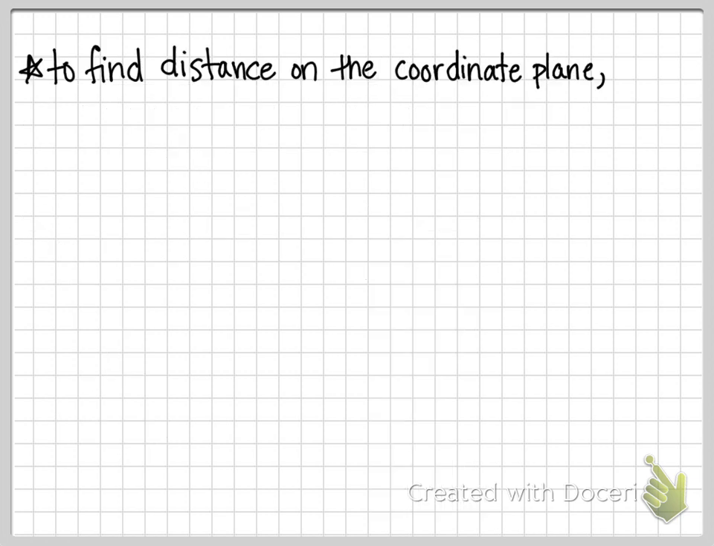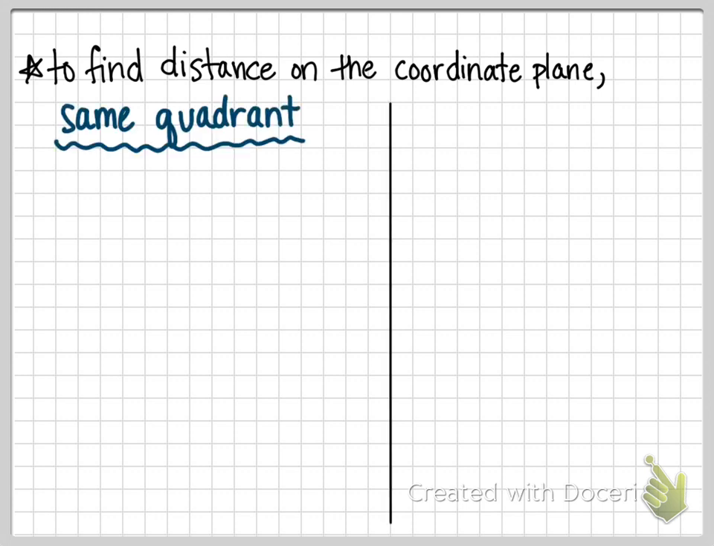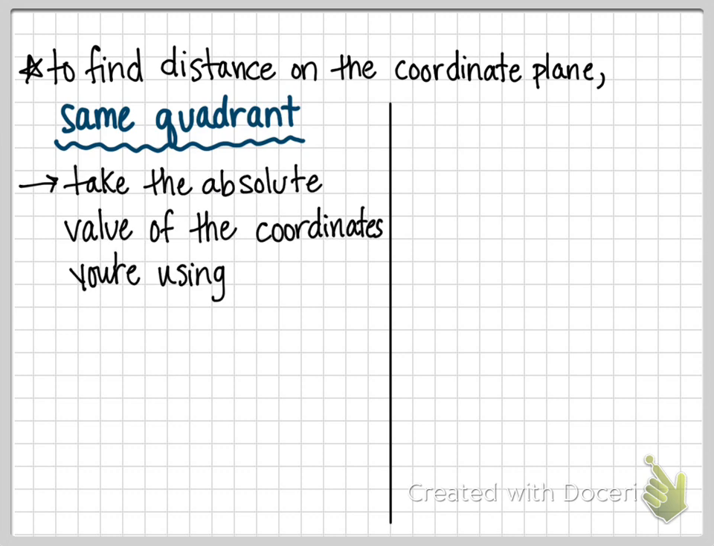Now this is what we were doing on Friday, to find the distance between points in the coordinate plane, right? This is where we were doing the collect the coconuts, and you'd go from one island to another because you had to figure out the distance between one and another. All right, so here's the rule, and we talked about this a bit on Friday. If 2 points are in the same quadrant, so if they're both in Q1 or if they're both in Q3, the rule is this. Take the absolute value of the coordinates you're using.